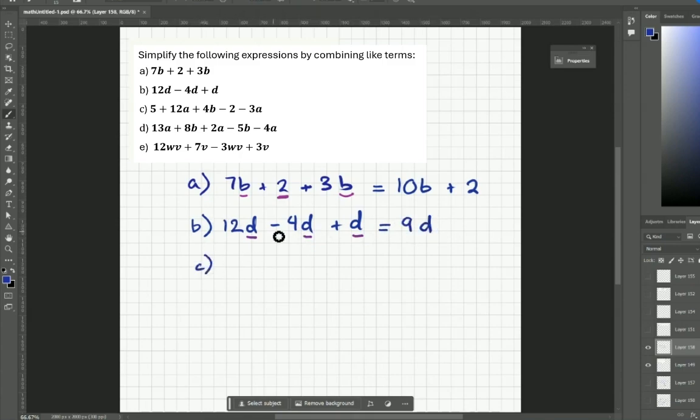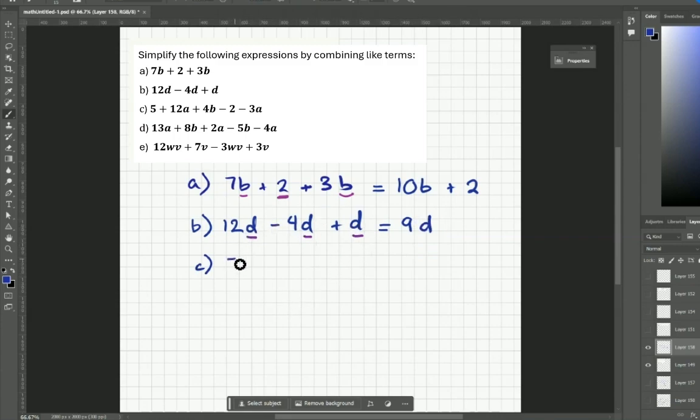And you can see from this example that if we had to substitute in a value for d, this would be way easier to solve. We would just substitute in the value, times it by 9, and that would be it. Whereas for this one, we'd have to substitute it in 3 times.